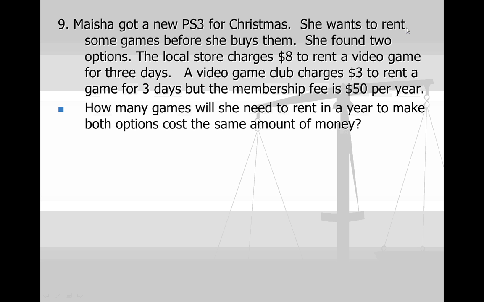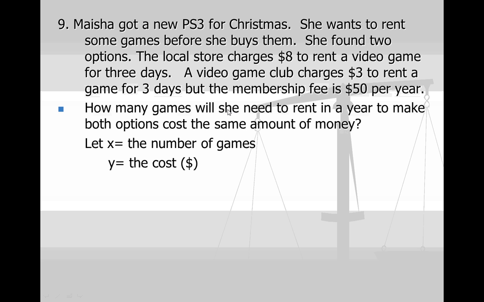You're looking to find where the 2 lines intersect. So you need to write the 2 equations first. So I know that x is the number of games and y is the cost. Now x is the number of games because see it says $8 to rent a video game, $3 to rent a video game. Well, what is it we're trying to do? We're renting a game. So x has got to be the number of games.